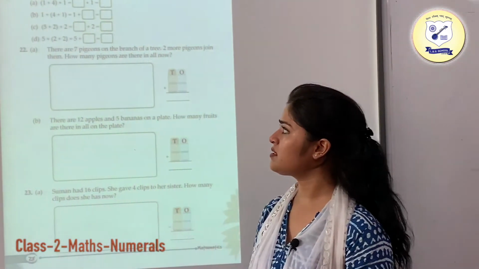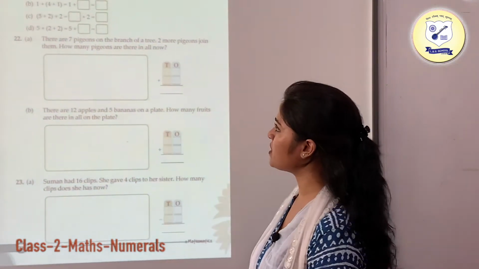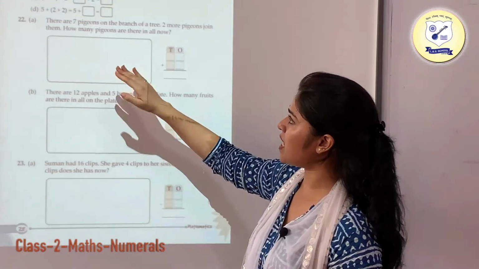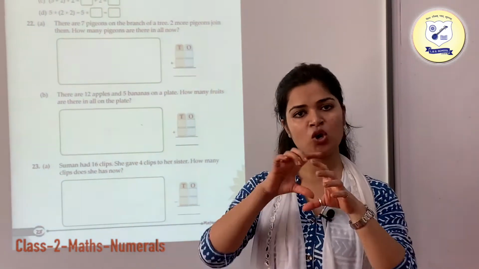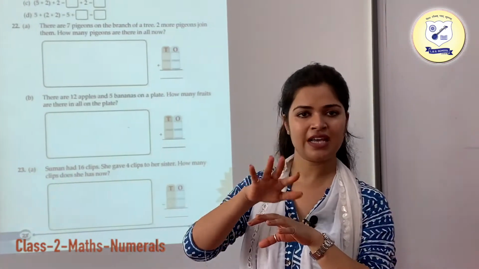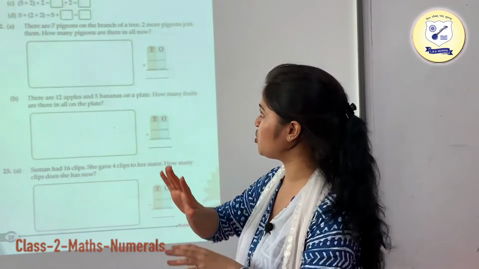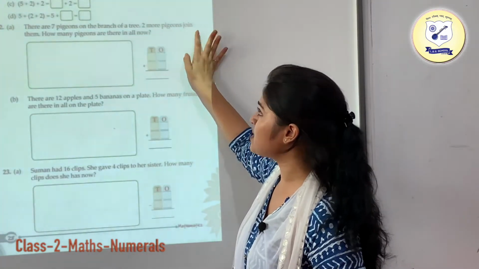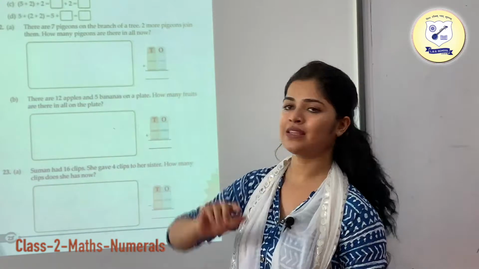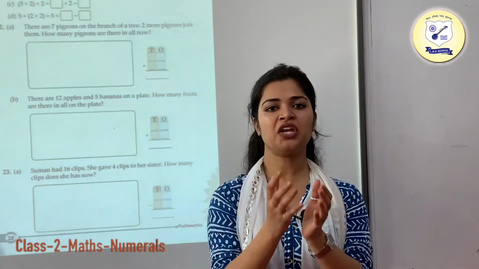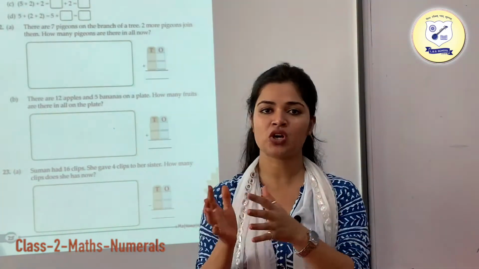Okay. So now we are having the 22nd question, which is like there are 7 pigeons on a branch of a tree. Like there is a tree on which the branch has 7. There are 7 pigeons. 2 more pigeons join them. 2 more pigeons have joined them. How many pigeons are there in all?